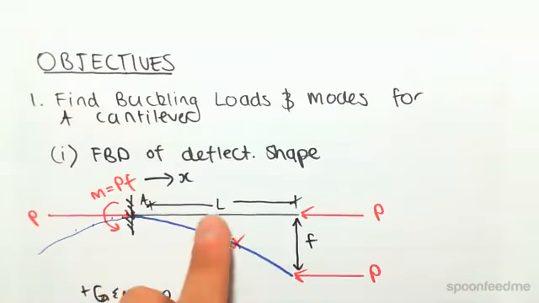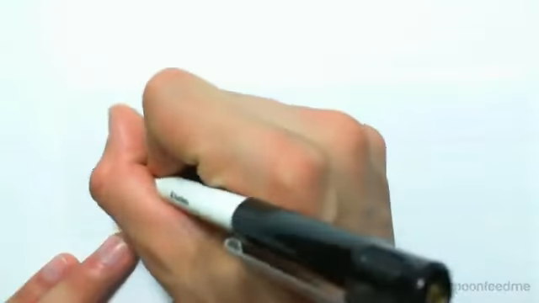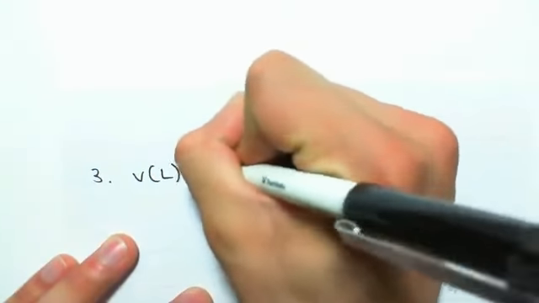Hey guys, I'm just continuing straight on from the previous video. So we're now up to our third boundary condition, and if you look back at our cantilever, at the distance L, you can see we have a final displacement of F, which we said before. So we have V of L equaling F.